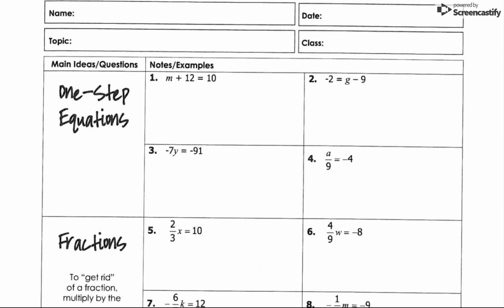And that's it. So just opposite operation, make sure you know which one it is, and move it to the other side.